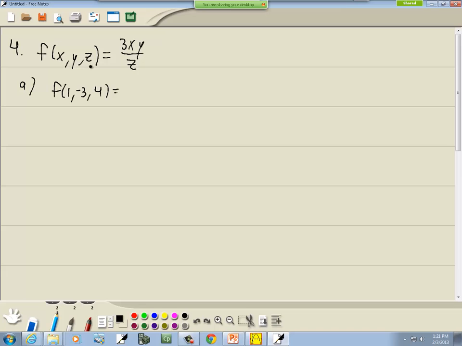Again, just the variables you have right here, that's what's going to tell us what to plug in where. This is x, this is y, and this is z. So, for the x, we'll put a 1 in. For the y, we'll put a negative 3 in. And for the z, we'll plug in a 4. 3 times 1 is 3, times negative 3 is negative 9. So we end up with negative 9/4.